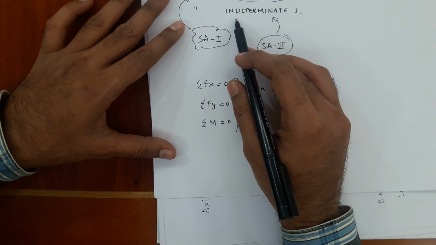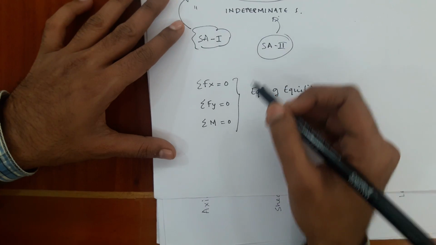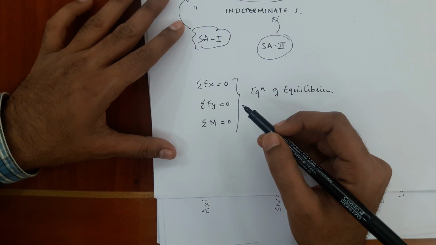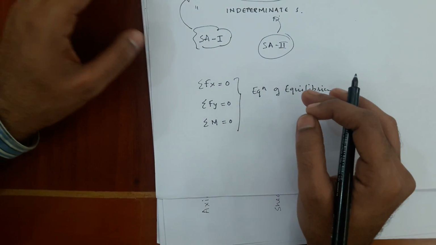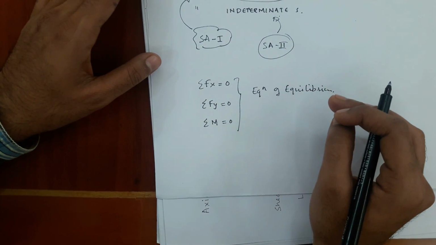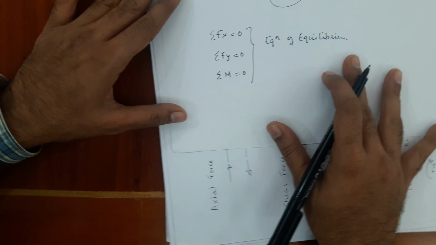And what is the meaning of statically indeterminate structure? If the structure is not analyzed by just using equations of equilibrium, that structure is called statically indeterminate structure. So I will just share the example.